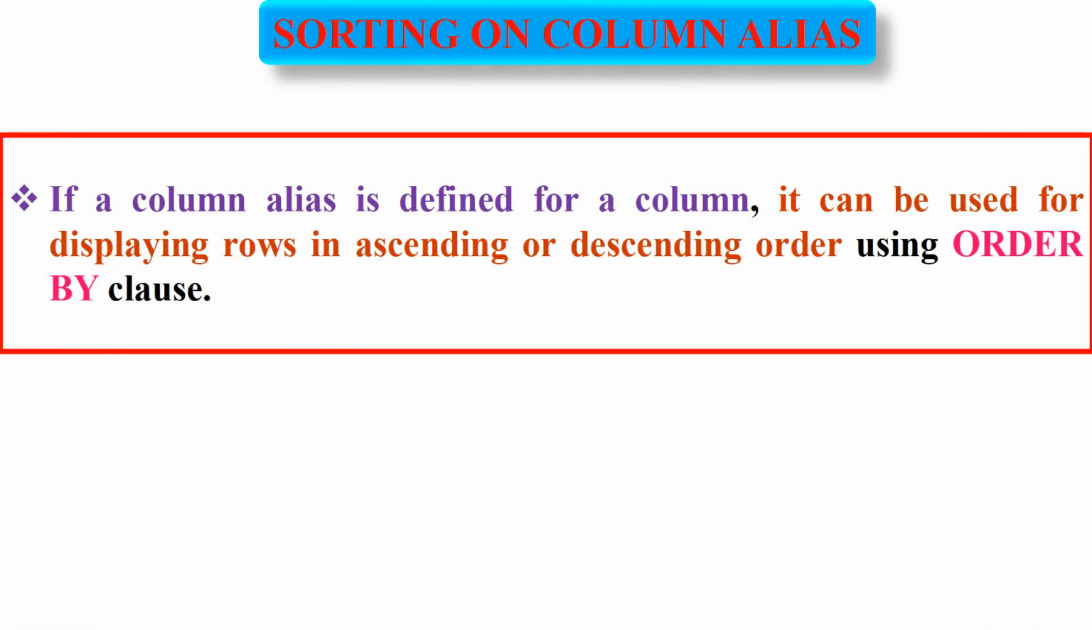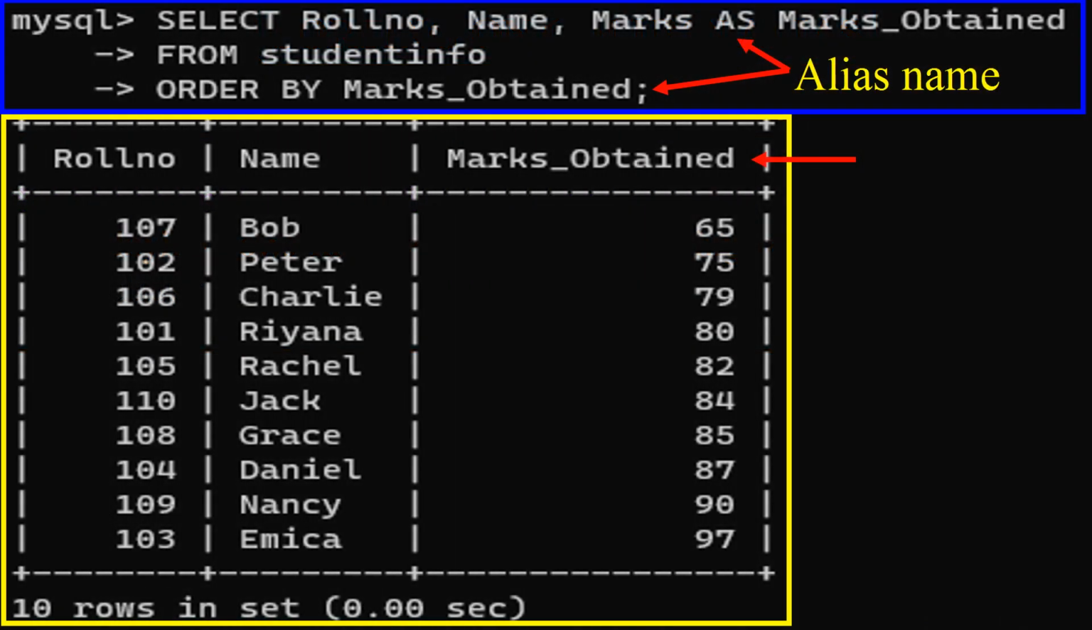Let's see about sorting on column alias. If a column alias is defined for a column, it can be used for displaying rows in ascending or descending order using order by clause. Let's see an example. We type the statement, select roll no comma, name comma, marks as marks_obtained from Student Info order by marks_obtained semicolon. Here the column name marks uses an alias name marks_obtained and we are sorting by using the column alias, marks_obtained. Now look at the yellow box. The marks column is named as marks_obtained and the marks are displayed in ascending order from 65 to 97.